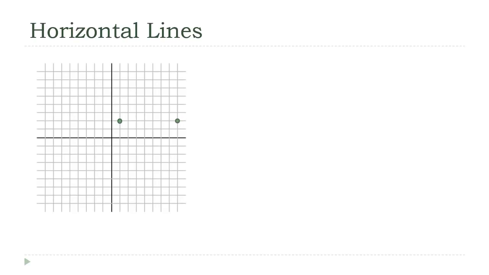So take a look at these 2 points here. If I draw the line connecting them, I get a horizontal line, which turns out is a little special. All right, so let's take a look at some of its properties, see what happens here. First, let's do the obvious thing and see if we can find its slope.